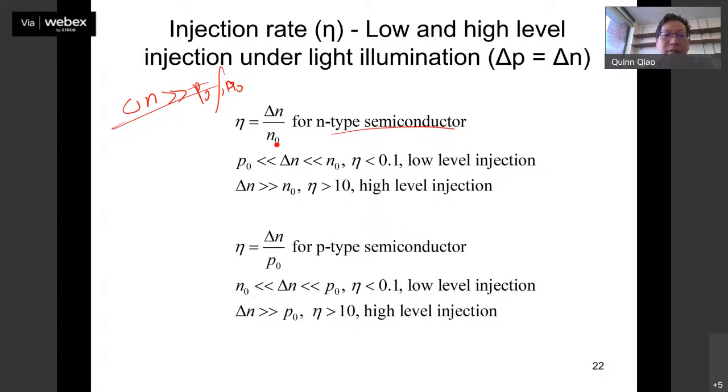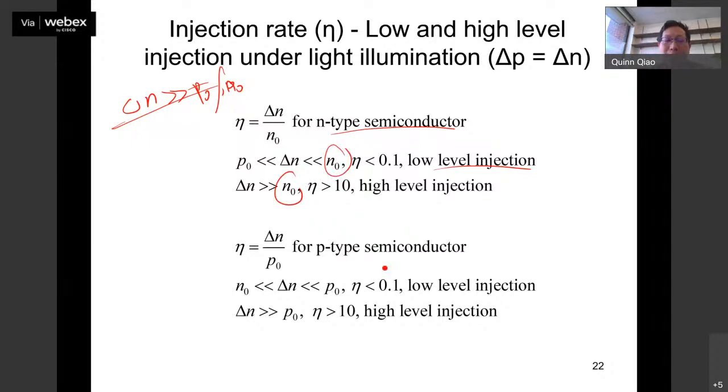This is delta n over... because n-type, what? n0 is the majority, right? If delta n is 10 times smaller than n0, we call that low injection. If delta n is 10 times bigger than the majority carriers, we call that high injection.